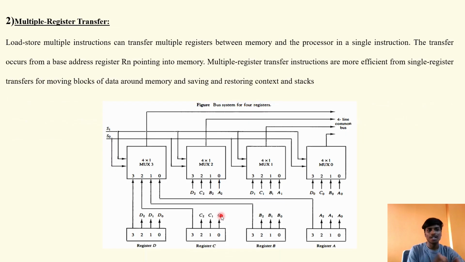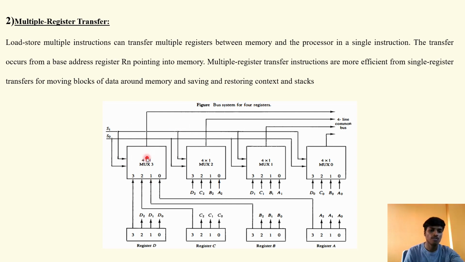Now, the multiple register transfer. Load store multiple instructions can transfer multiple registers between memory and the processor in a single instruction. The transfer occurs from a base address register Rn pointing into memory. Multiple register transfer instructions are more efficient than single register transfer for moving blocks of data around memory and for saving and restoring context and stacks. As you can see, the multiple registers here are used for transferring the data.